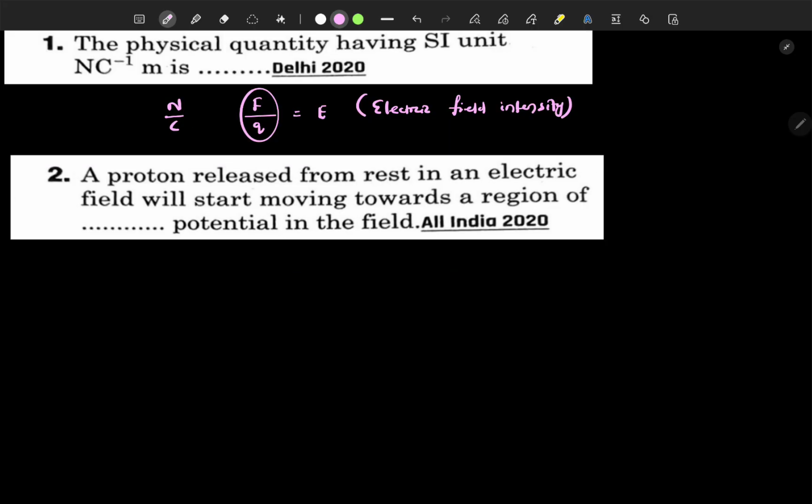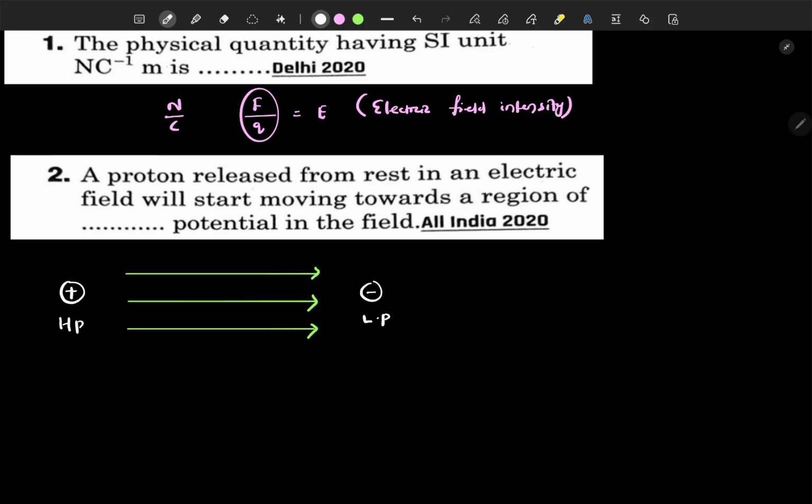Next is our question number 2. A proton released from rest in an electric field will start moving towards a region of dash potential in the field. Suppose, let us draw, this is your uniform electric field, and we know the direction of electric field is from positive charge to negative charge. So let's think that here is your positive charge and on the right side there is your negative charge. That means this is your higher potential, and the negative charge is lower potential. And a proton is placed at this point.